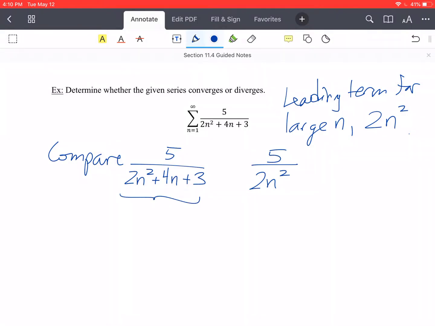So the denominator here, because n is going from 1 to infinity up here, n will always be positive. So we're taking 2n squared and adding a positive number to it, whereas on this side, we're only taking the 2n squared. So for all values of n greater than or equal to 1, this one is going to be bigger than this one. Okay, does everybody see that? So because we're adding more positive terms to it, the left one, our given series, is going to be bigger than the one on the right.